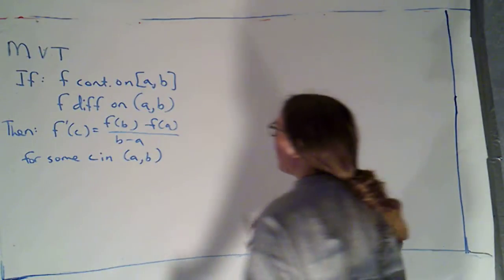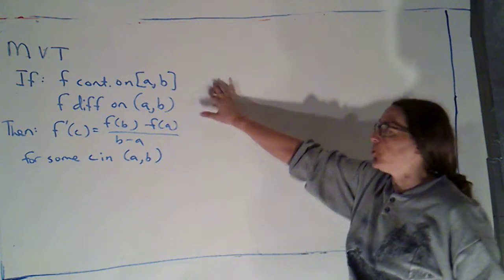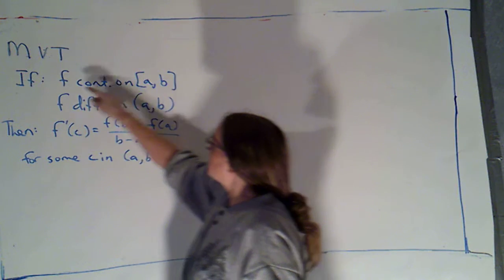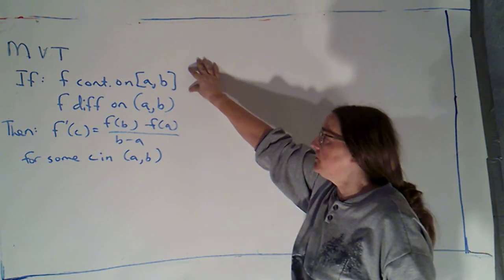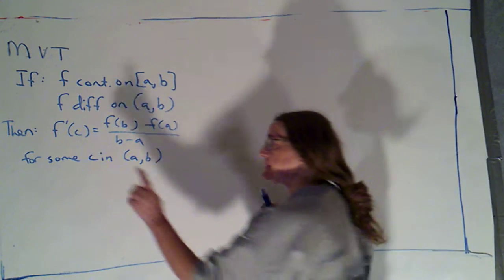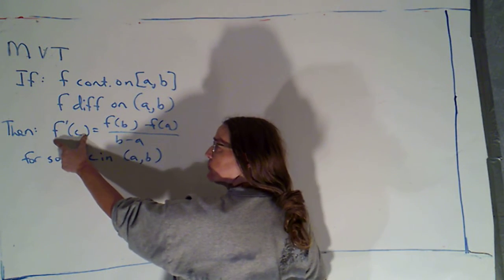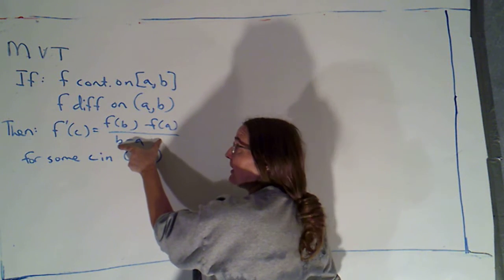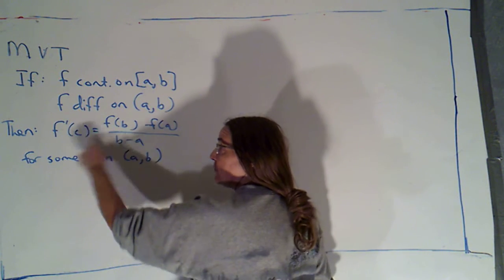Okay, so let's continue our discussion of the mean value theorem. I've just sort of summarized it on the board here. MVT for mean value theorem. It says if I have a function that's continuous on a closed interval and differentiable on an open interval, then there's going to be some x value c where the derivative at that point is equal to the slope of the secant line. So this is the algebraic formula for that.